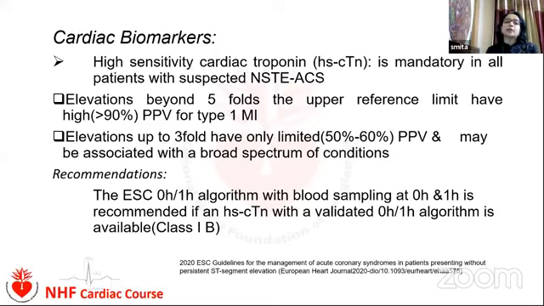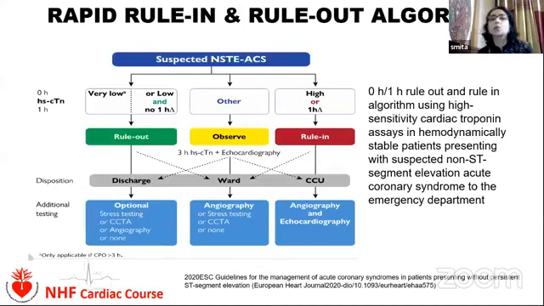The ESC guideline recommends a rapid rule-in and rule-out algorithm with blood sampling at 0 hour and 1 hour with a validated algorithm. And what is this rule-in and rule-out algorithm? For any patient with suspected non-ST ACS, we have to take 2 samples of blood. One is at presentation, and another blood sample is taken 1 hour apart.